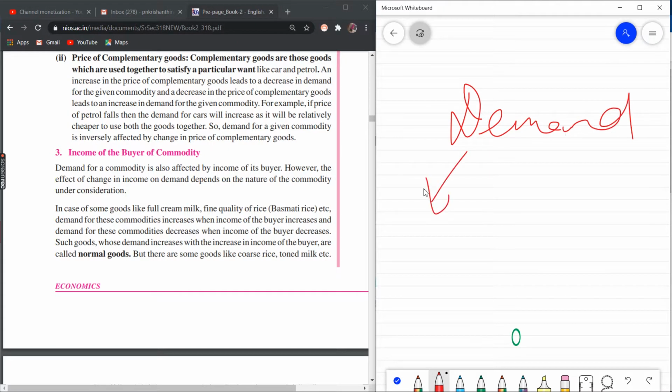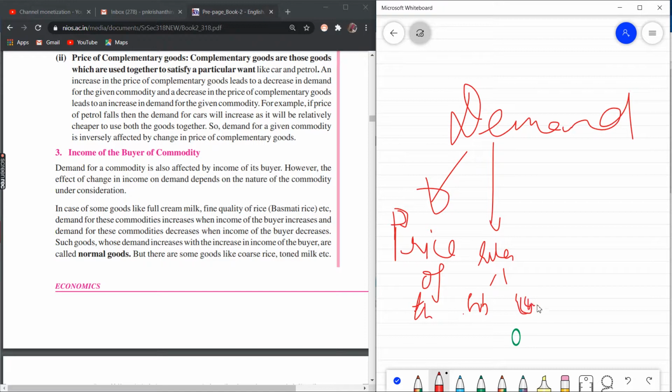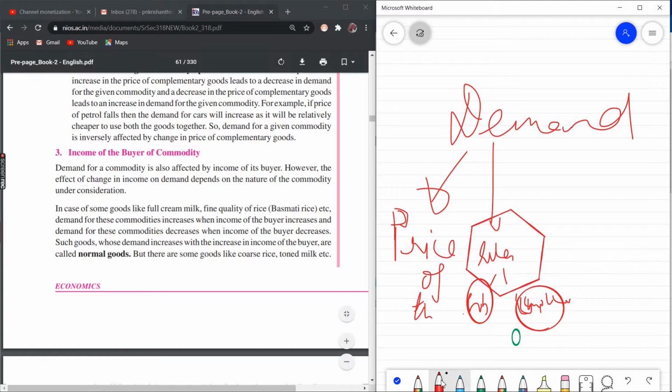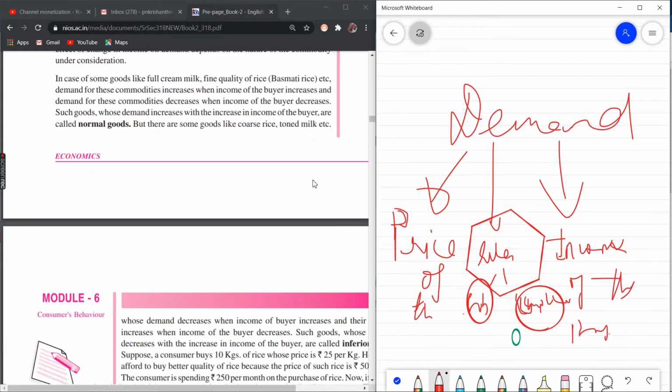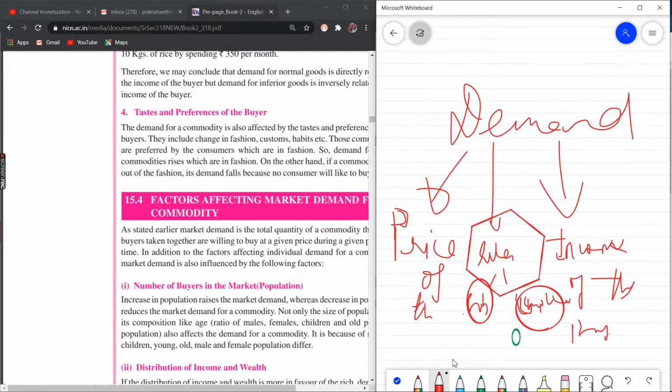As for now, we have seen what will be affecting the demand. What will affect the demand? Price of the same commodity, and price of related goods, meaning substitute goods. We should look for both substitute goods and complementary goods. In case your question paper asks this question, you have to mention both substitute goods and complementary goods under the same head. The next one we have shown is income of the buyer, and what's next is taste and preferences of the buyer.